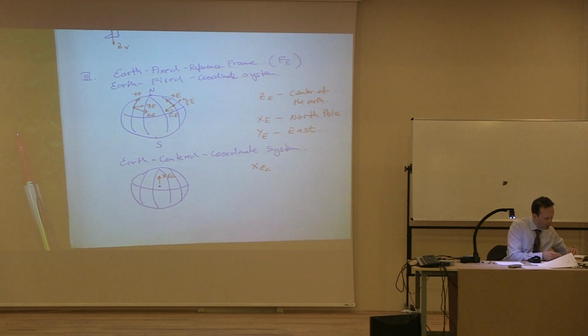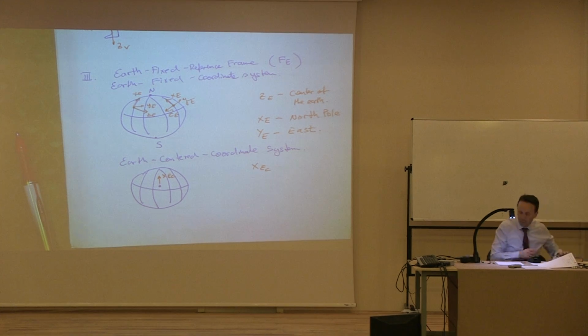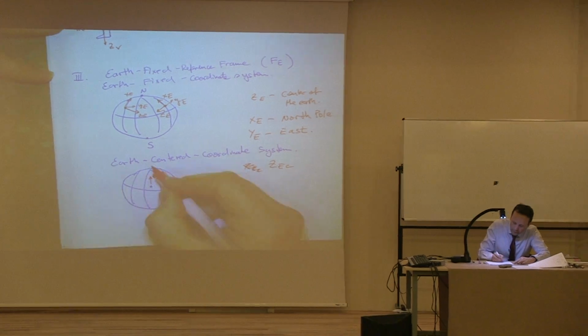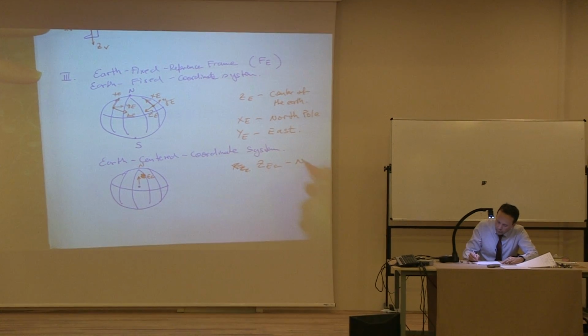Just so we don't make a mistake. Yeah, I thought so. The one that's pointing towards north is Z. It's wrong. ZEC. Okay, that's north. That's pointing towards north. And XEC and YEC, they are in the plane of the equator.